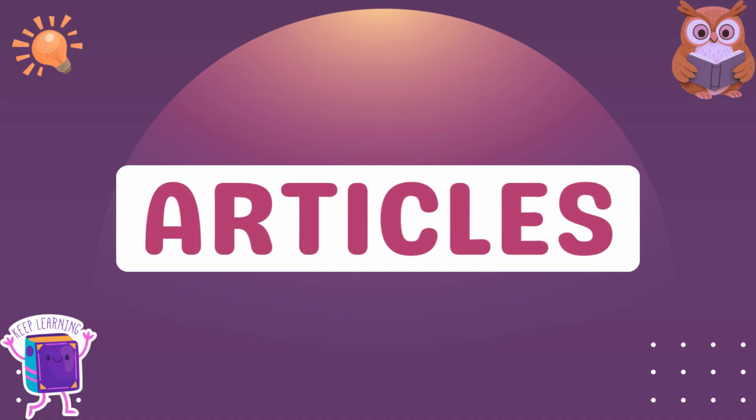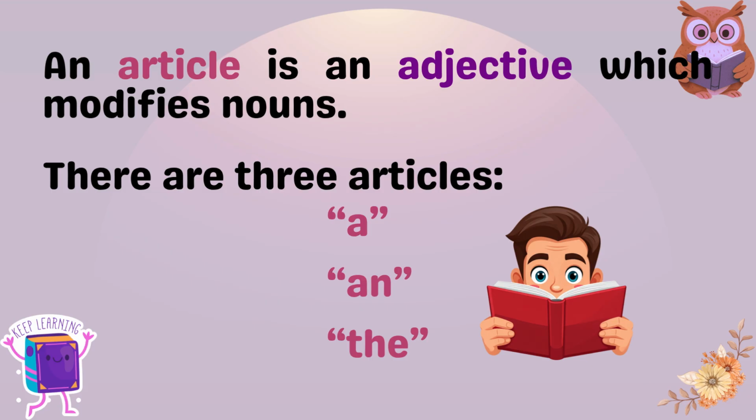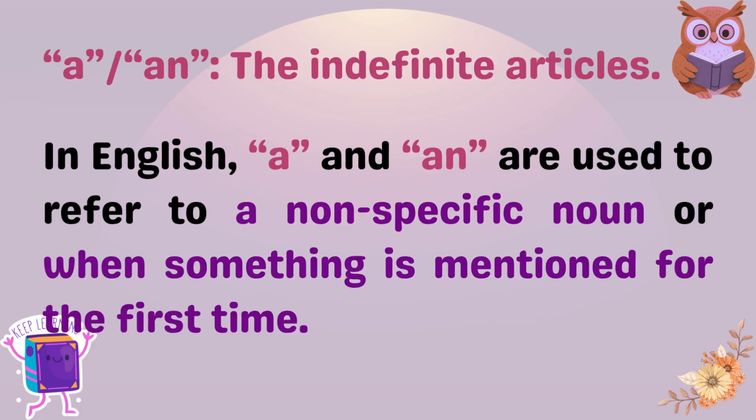Articles. An article is an adjective which modifies nouns. There are three articles: a, an, and the. A and an are the indefinite articles. In English, a and an are used to refer to a non-specific noun or when something is mentioned for the first time.